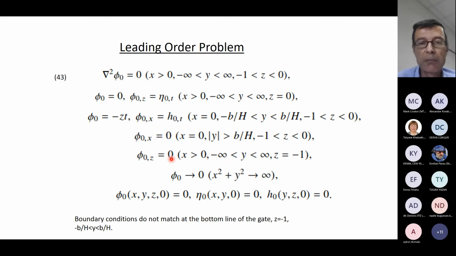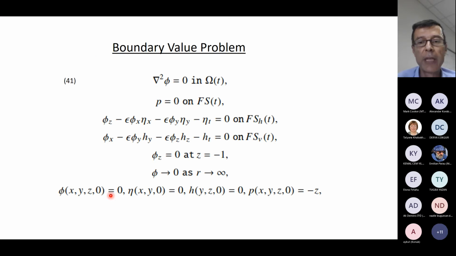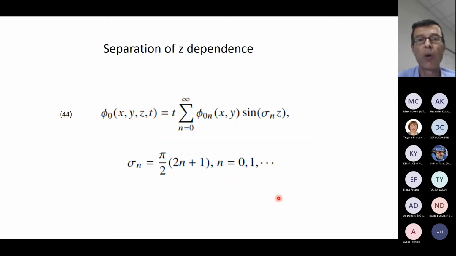And also, we have another discontinuity. On the wall side, the velocity phi 0x is 0, but on the gate, we have a finite velocity. So along this line, the velocity field is discontinuous. There is a jump discontinuity in the fluid velocity, so it may cause some problems. The other mismatch of boundary conditions along this line is the same as the first problem. Again, pressure is hydrostatic.